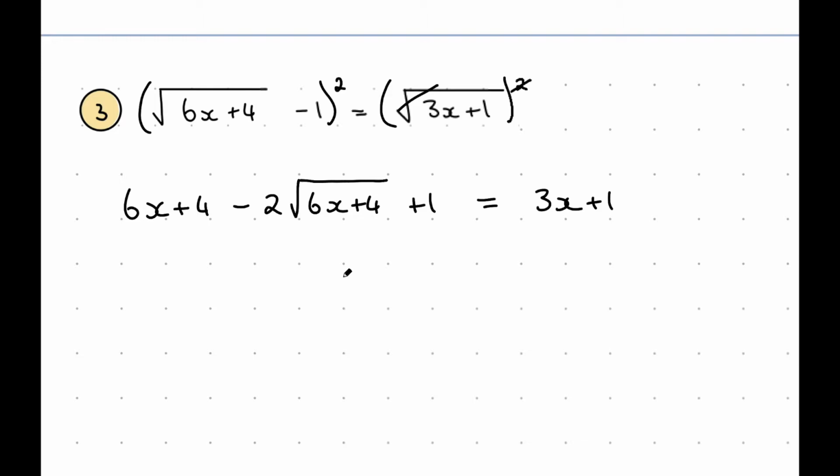Now this is not very easy to do, so what I'm going to do is bring all of my surds, or my square roots, to one side, everything else to the other. So I'm going to have 2 root 6x plus 4 on the right hand side, and I'm going to bring these ones over. So I've got 6x plus 4 plus 1 minus 3x minus 1 when I bring that over. Okay, so all I've done there is swap them and bring that over. So minus 3x minus 1, and then add this to both sides.